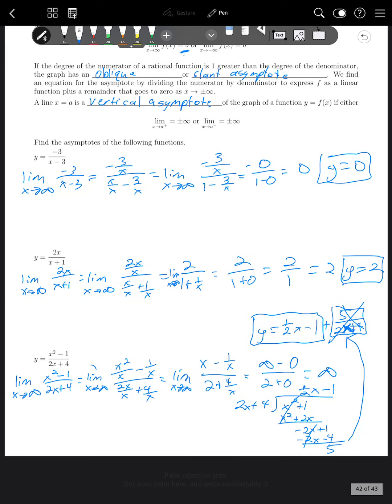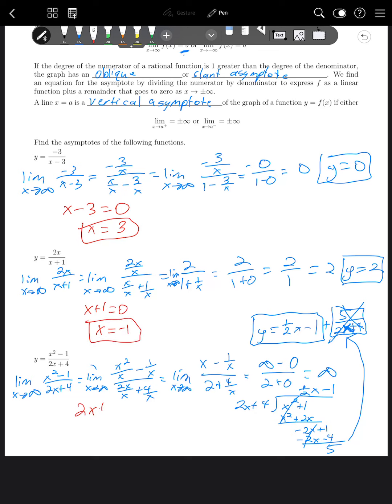To find vertical asymptotes, you want to look for where the denominator is undefined. In this case, it would just be x minus 3 equals 0, so x equals 3 is my vertical asymptote. The second one, x plus 1 equals 0, so x equals negative 1 is my vertical asymptote. And for the last one, 2x plus 4 equals 0, and so 2x equals negative 4, so x equals negative 2.